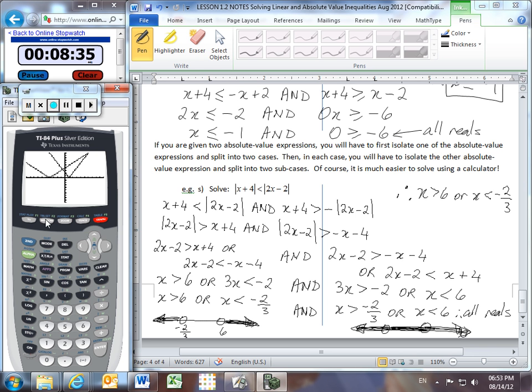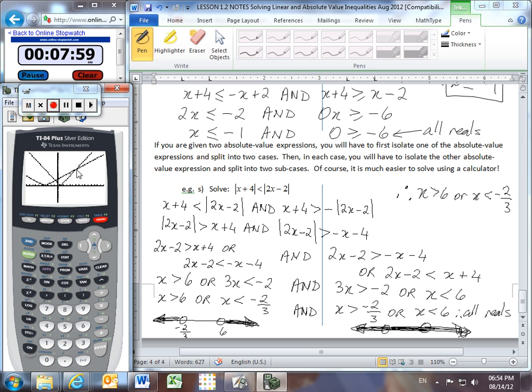So I'll press Window, and I'm going to increase my range. Maybe I'll look all the way to x max of, say, 15, and I'll change my y max to 20, so I could just see a little bit higher up on the graph. Now let's graph it. There's my first curve, my left-hand side. There's my second curve, my right-hand side. Where is my first curve less than my second curve? Everywhere here, so everywhere to the left of that intersection point. And everywhere here, everywhere to the right of that intersection point.